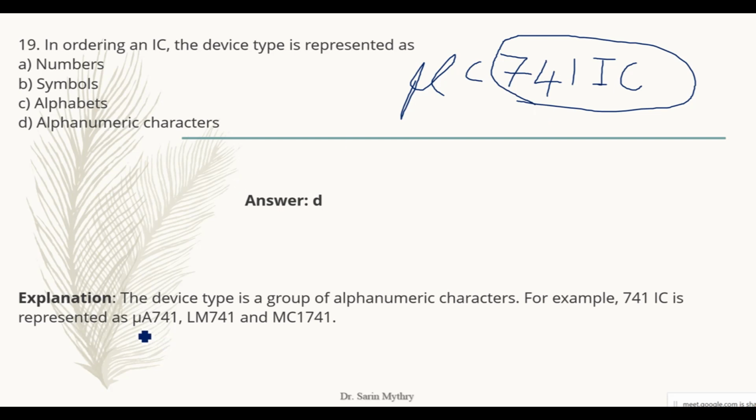So you can see here: Micro A 741, LM 741, MC 741, 1741. These are the different types of 741 which I have written over here. So it's alphanumeric. Answer D is the correct one.